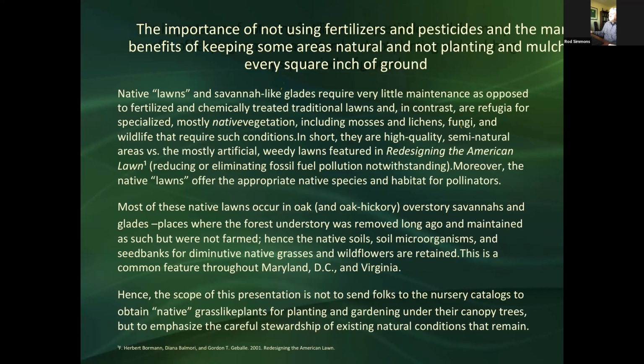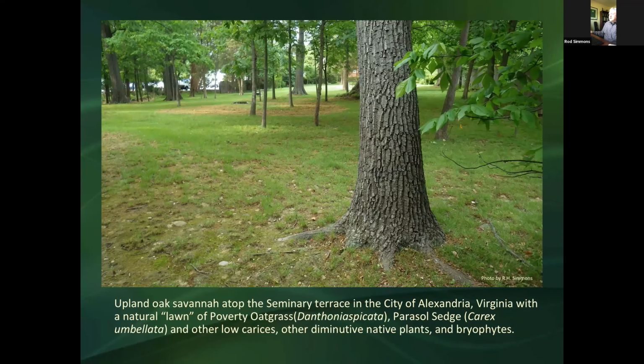Next, please. So here's an example of pretty much everything you see in this picture is native. Really large backyard. It's an upland oak hickory savanna. And these are all low sedges. We've got a lot of moss that covers the bare ground, a lot of wildflowers, poverty oat grass, things like that. Next, please.